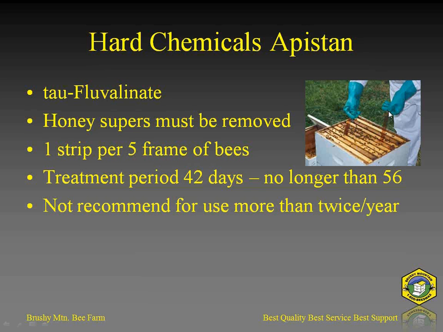You can see these brown strips right here. Your honey supers must be off the hive. This is a varroa treatment. Your honey supers must be off the hive, and you want to apply 1 strip per 5 frames of bees. And so in this case, there are 10 frames of bees, probably because there may be 5 in this top box, and you can see down here there's just a little bit of a corner of the bottom box, and so they're applying a total of 2 strips.